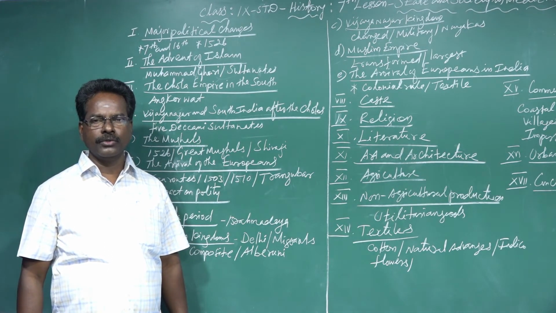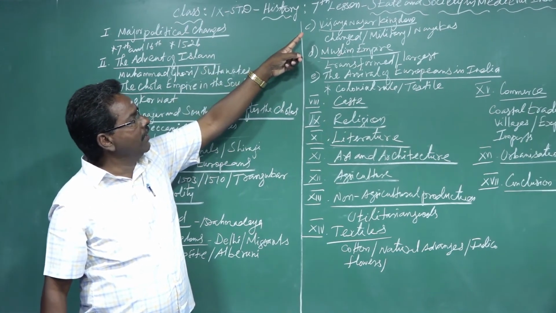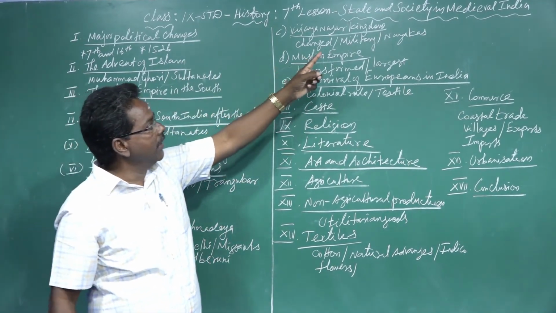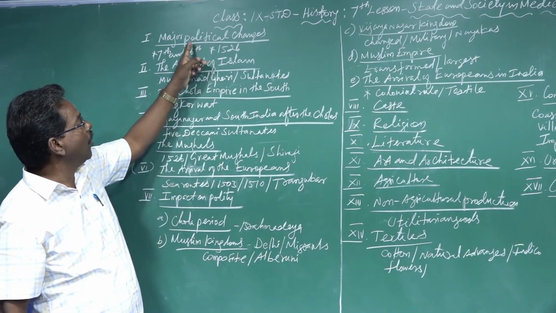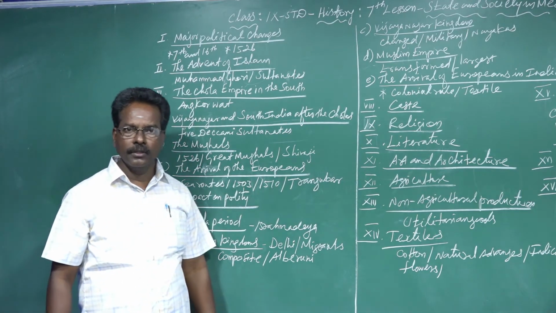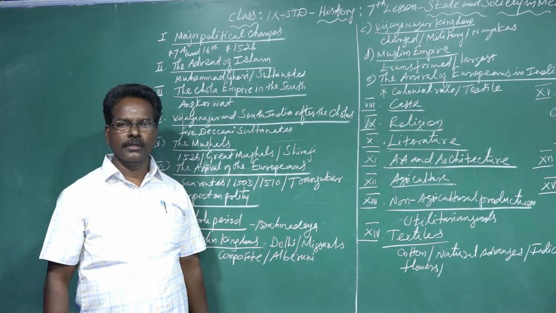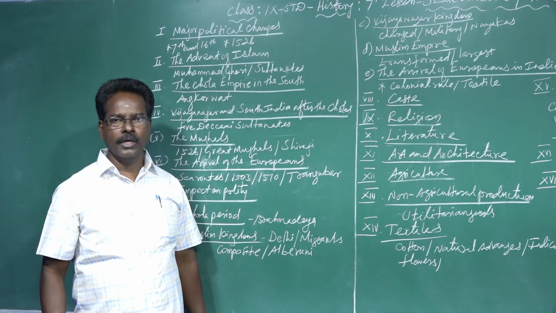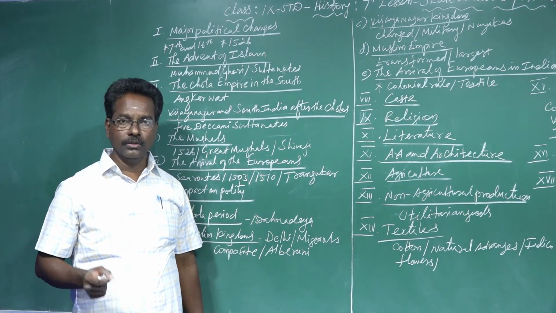Today I am going to teach about 9th standard history, 7th lesson, State and Society in Medieval India. I would like to teach about the major political changes. The medieval period started from the 7th century and lasted to the 16th century. The Mughal dynasty lasted from the 16th century to the 18th century.